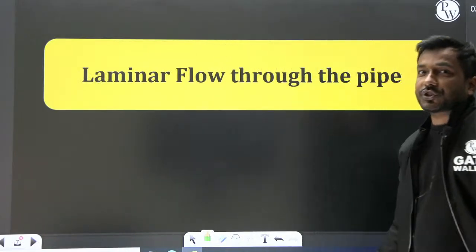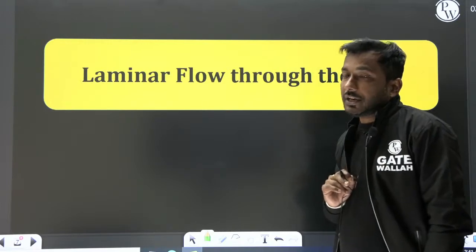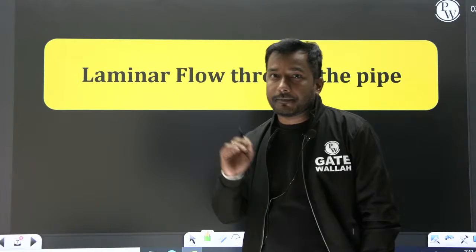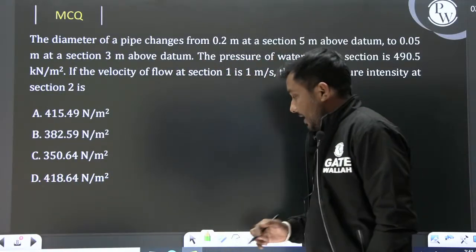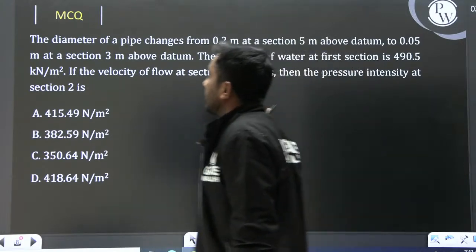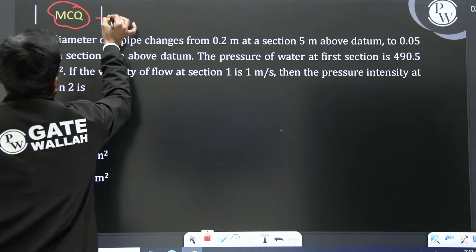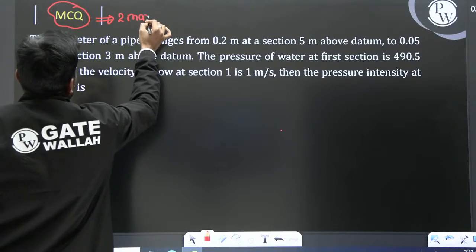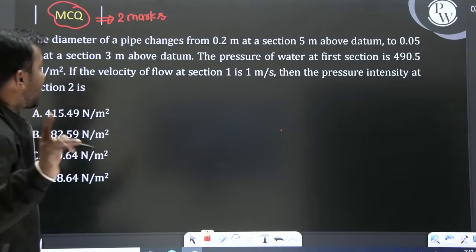And the second question is also from laminar flow through the pipe. The second question is an MCQ type of question, and this question is for two marks. Let me first read the question carefully.